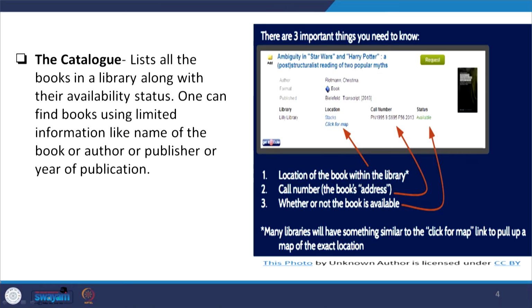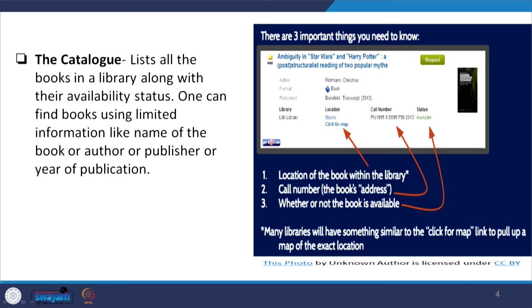Then comes the catalog. Now, what is a catalog? It is actually the list. The catalog lists all the books in the library along with their availability status. You are not the only one doing research on a particular area, on a particular topic. There might be other people also. That is why the library can tell you whether that particular book or journal is presently available with them or not. Sometimes it might have been taken by somebody else, so they can provide you the time span when you can get it.